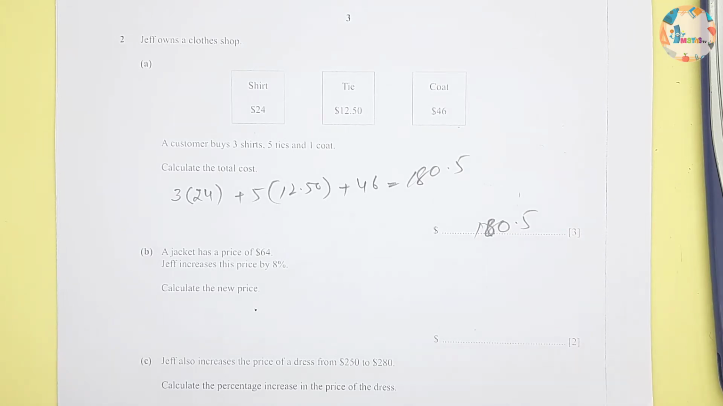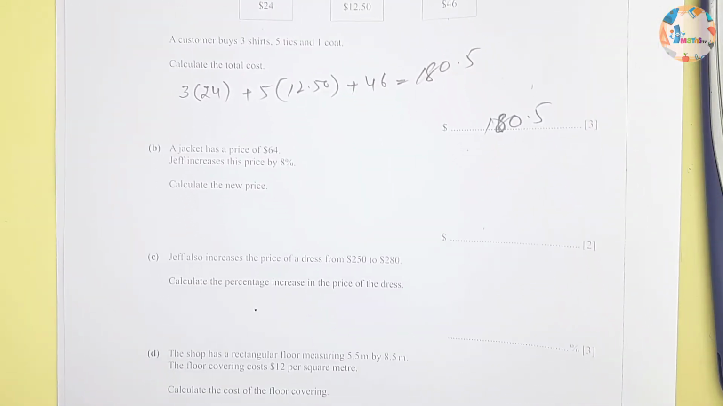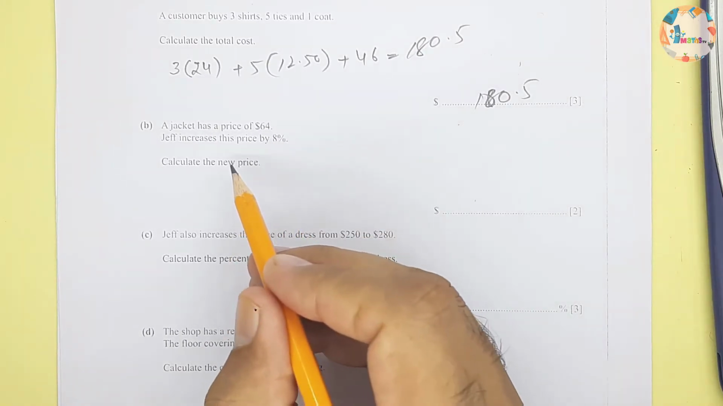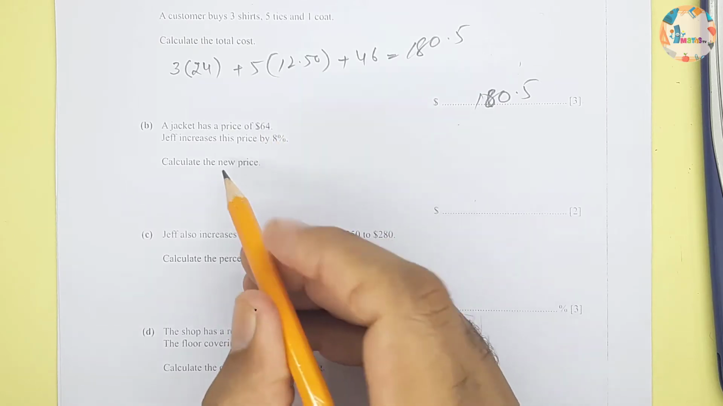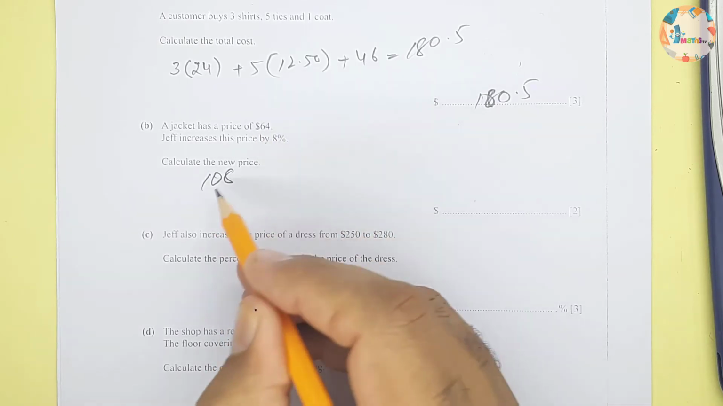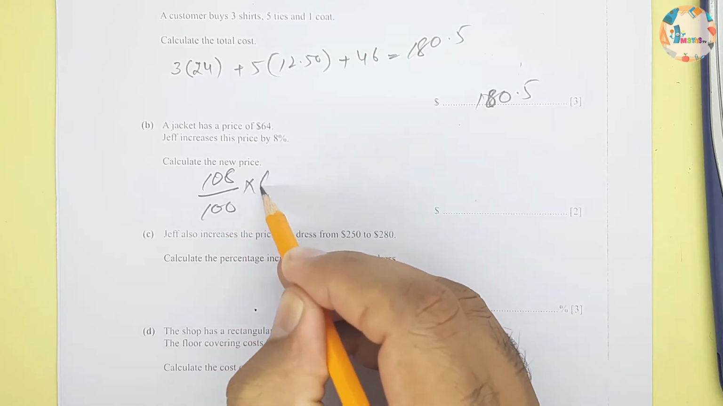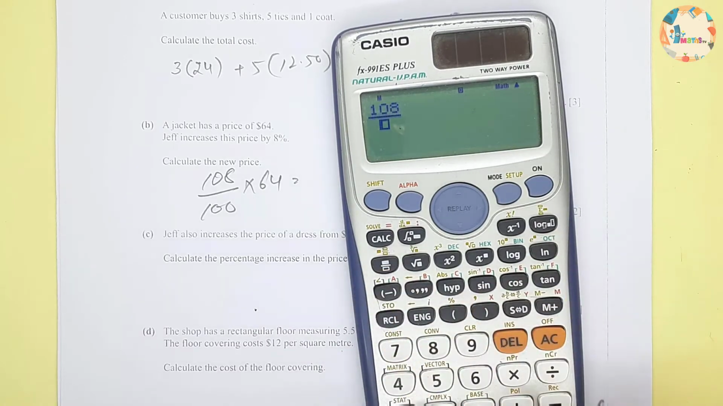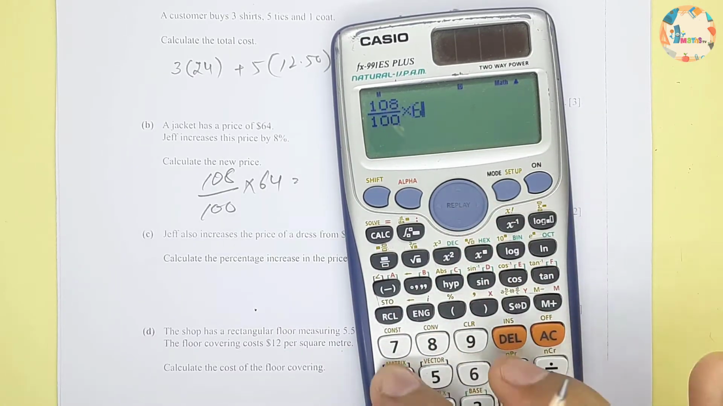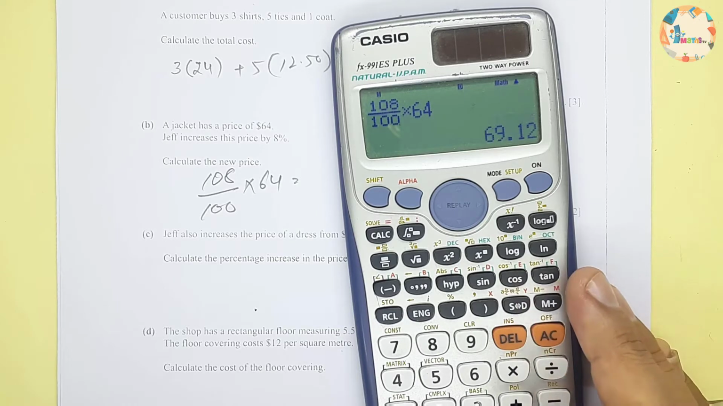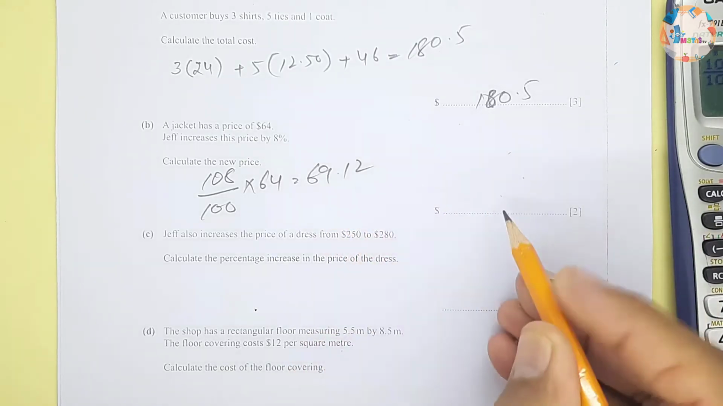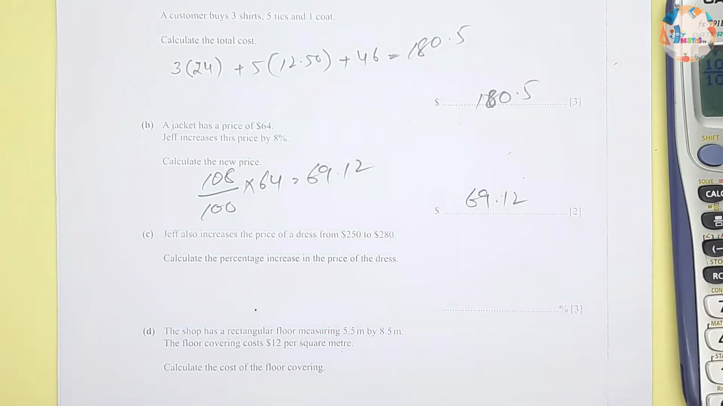A jacket has a price of $64. Jeff increases this price by 8%. Calculate the new price. So for an 8% increment, directly we can calculate 108% of 64, which will be equal to 69.12. So $69.12 will be our answer.